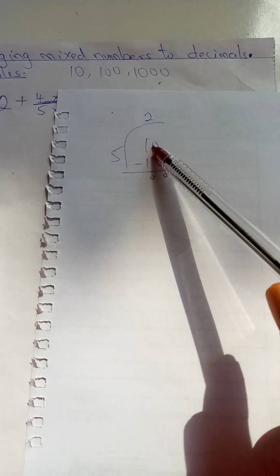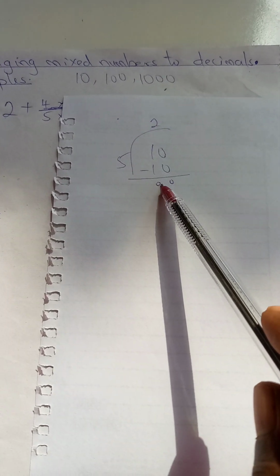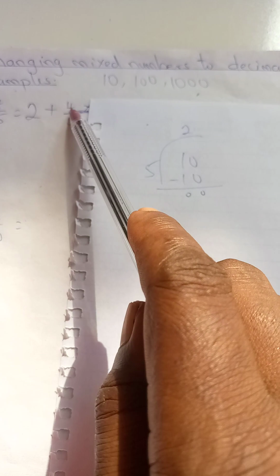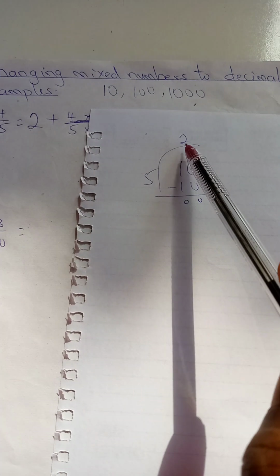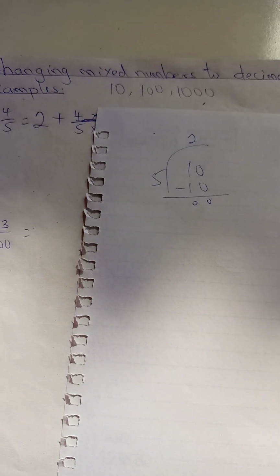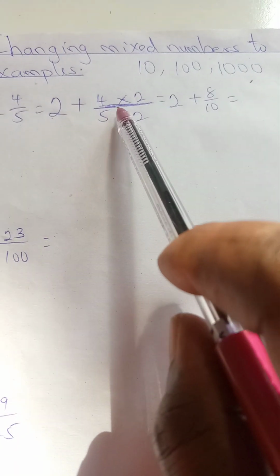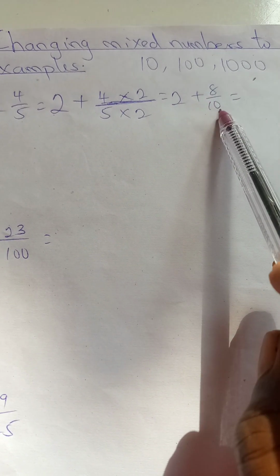And here I divided 10 by 5 and my answer is 2 without remaining. So what I will do here is this fraction that is here, I'll multiply the numerator and the denominator by the answer that I've gotten, which is 2. And this 2 is there, the whole number. 4 times 2, 8, 5 times 2, 10. So this is 2 plus 8 over 10.